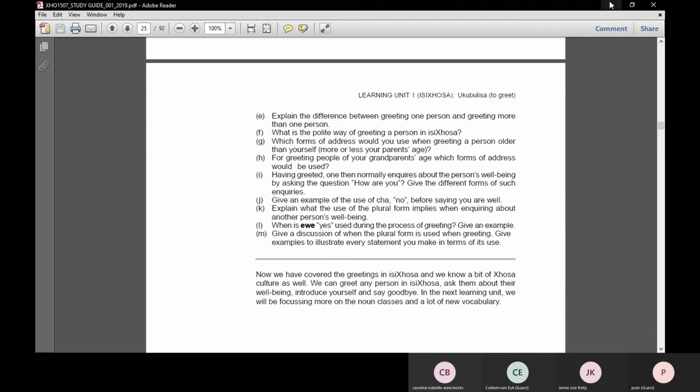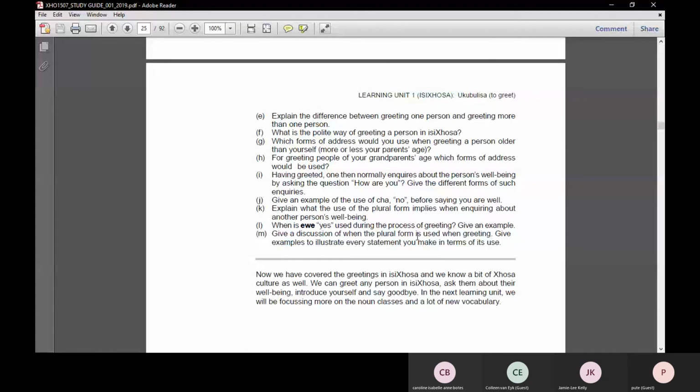And the last one says, give a discussion of when the plural form is used when greeting. Give examples to illustrate every statement you make in terms of its use. Okay, this is just what we talked about. The plural form is used when greeting more than one person. You use molweni, the plural form. If you are greeting one person with a plural form, like I just said, you are interested in not only their well-being, but that of their family as well.